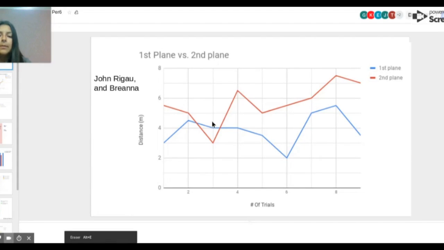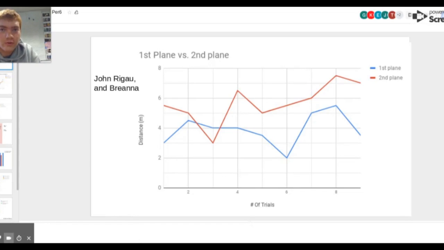Okay, so this is our paper airplane graph. The blue part is the first plane, and it did not have a consistent rate, and it was kind of floppy, so it didn't go as far as the other one. On our second airplane, we added paper clips for more weight, and it was more successful. We added the paper clips to the back, which caused it to go higher and have more consistent flight. This shows that adding weight to the back improves flight.